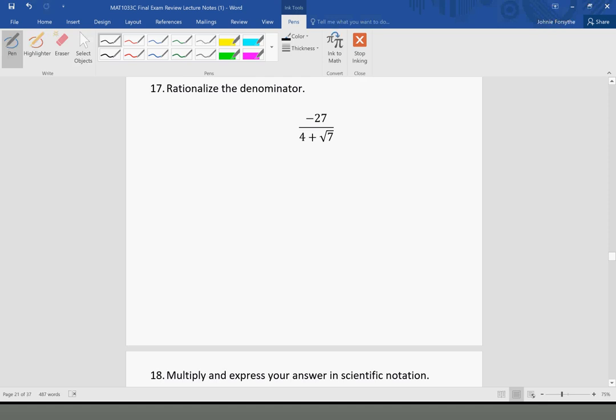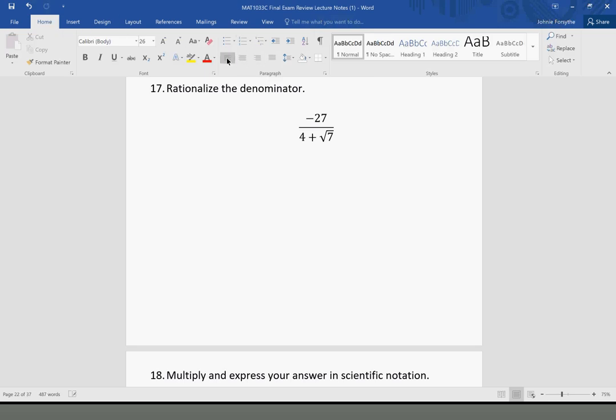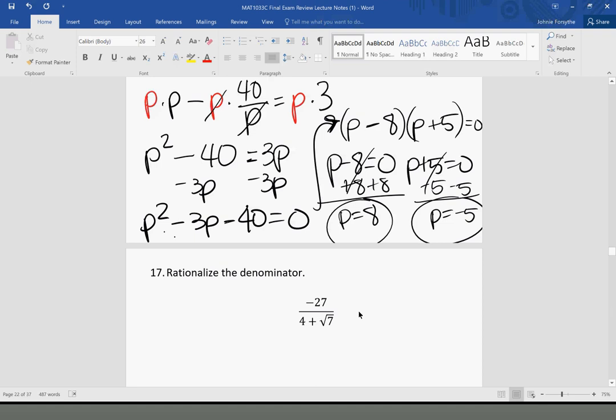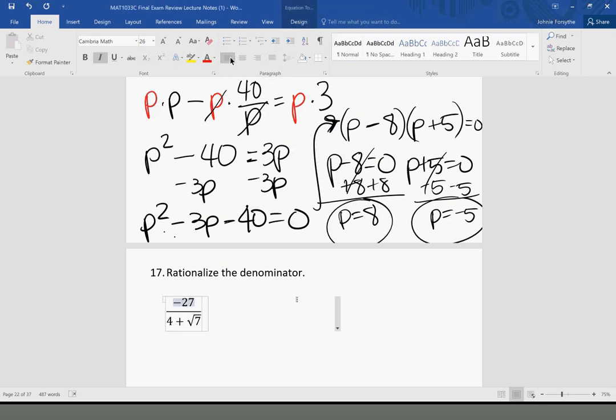Okay. So to rationalize the denominator, we're going to multiply by what's called the... I want to move this to the left so it'll be easier. If I can move that over. I don't want to do that. Okay.